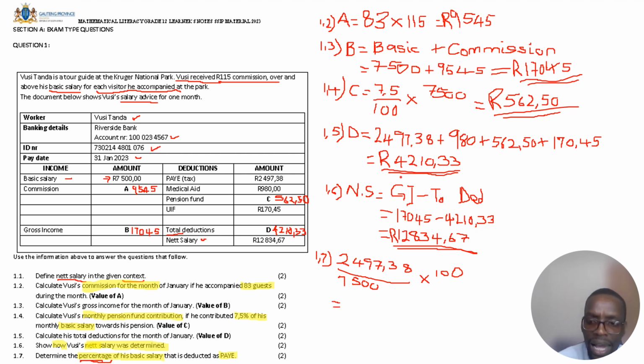Then if you do that, let me just go to my calculator here and see what the percentage is. We are saying 2,497.38 divided by 7,500 times 100. It means your answer there should be 33.3%.